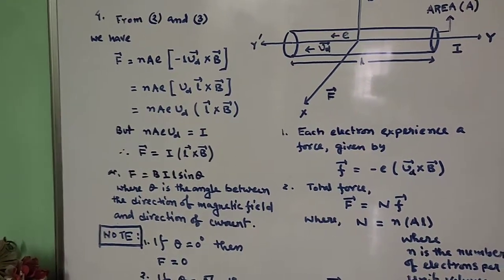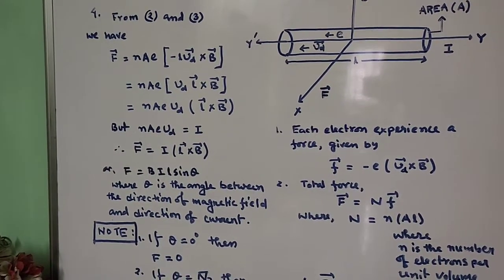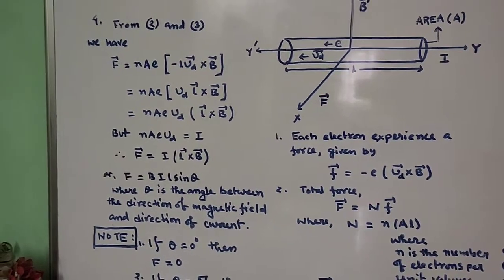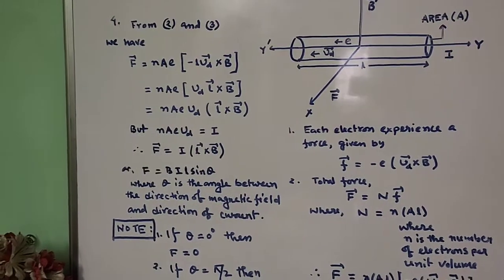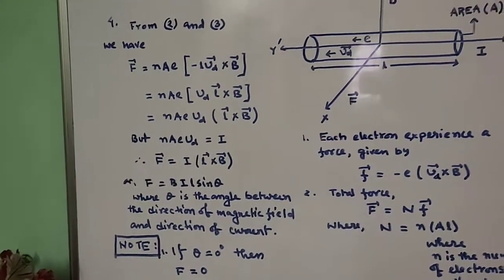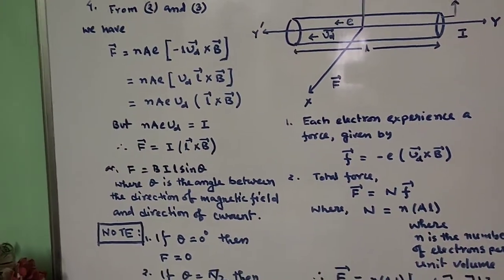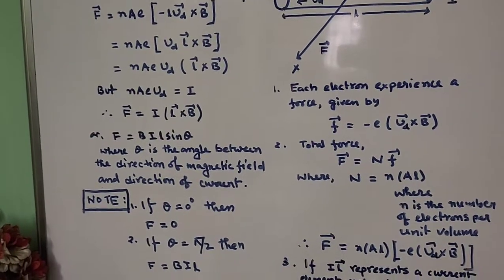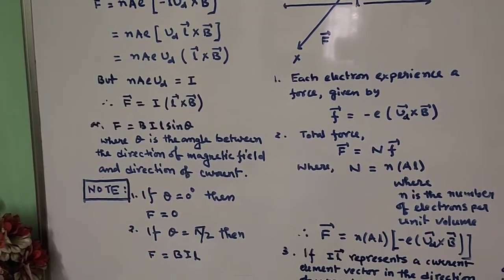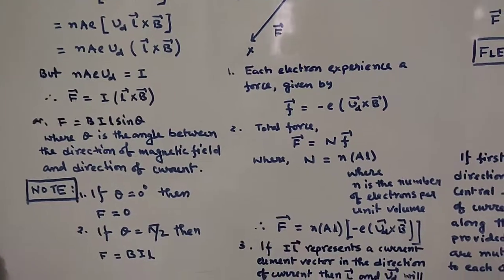Now if you consider the magnitude part, it becomes F equal to B I L sin theta, where theta is the angle between the direction of the magnetic field and the direction of current, because the current element is along the same direction as that of the current. Now, under the note, we substitute values for theta. If theta equals 0 degrees, then F is 0, and if theta equals pi by 2, then F is B I L. So this expression is very important.